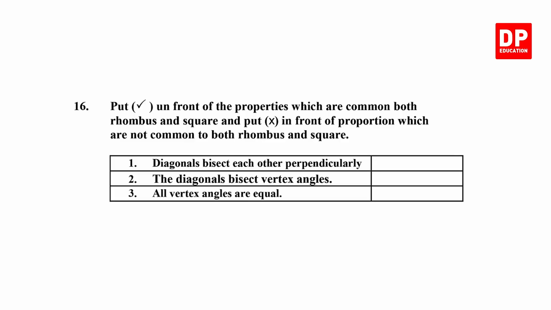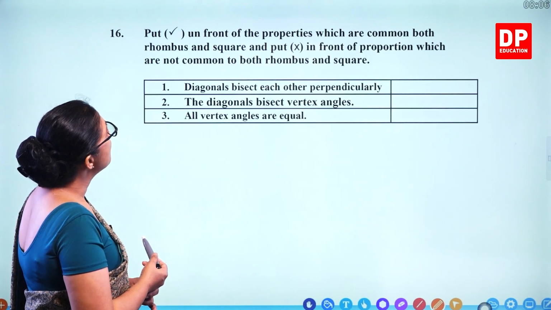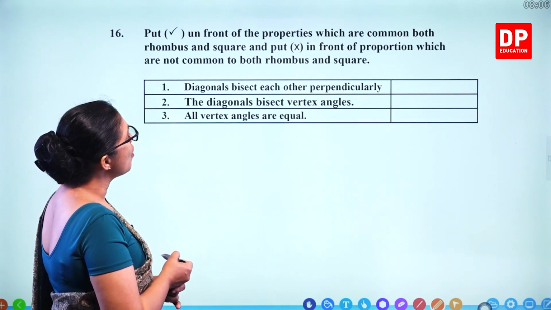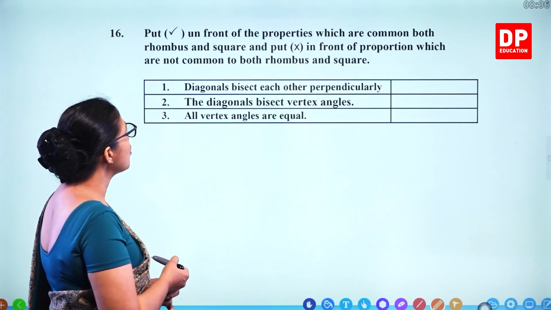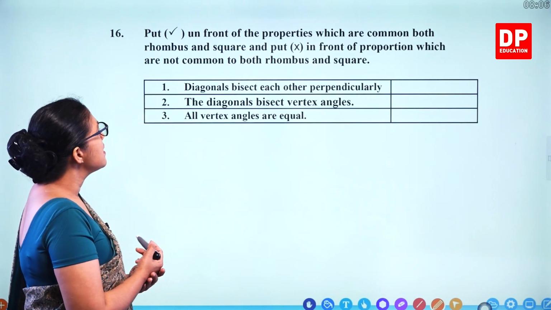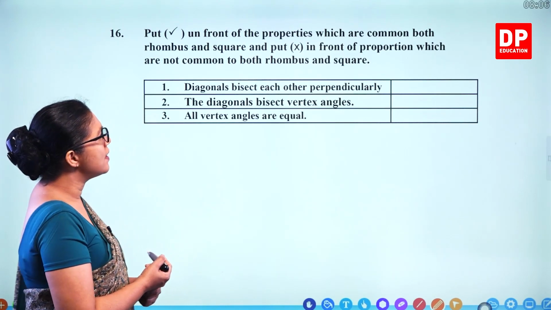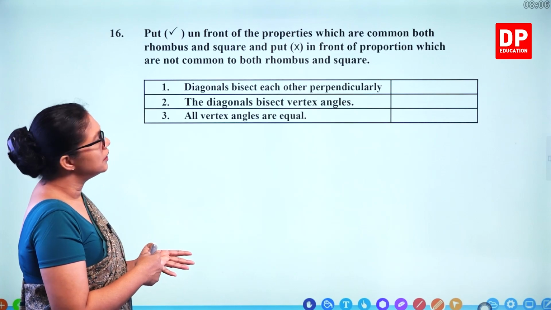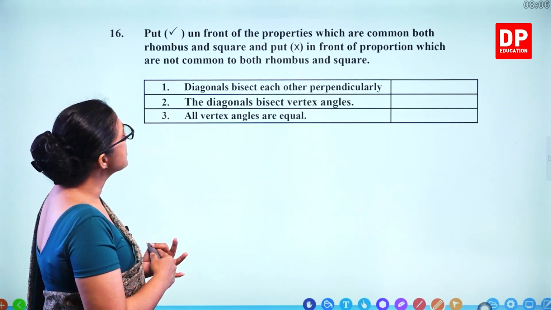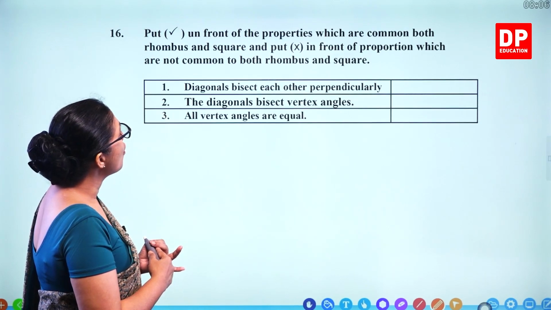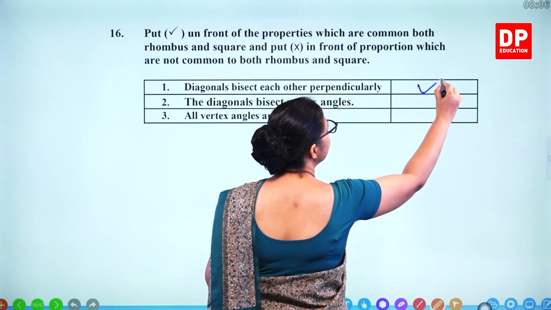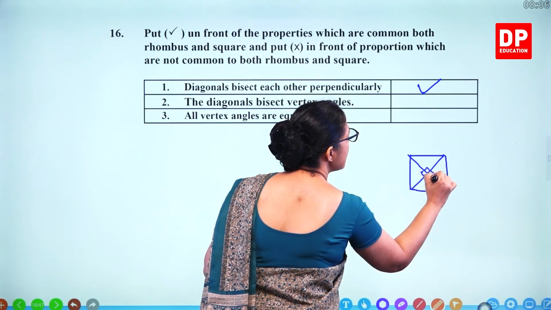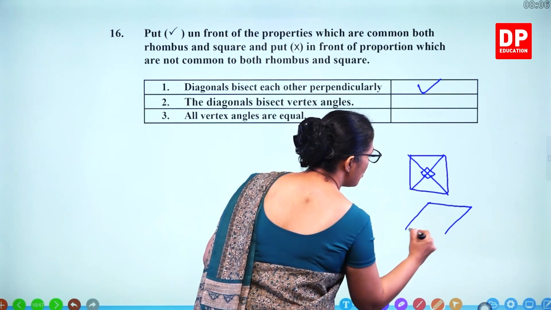Question number 16. Put a correct sign in front of the properties which are common for both rhombus and square, and put a cross mark in front of properties which are not common to both rhombus and square. Diagonals bisect each other perpendicularly. So that's true for square as well as rhombus. So common, that's correct. So when you take a square, both diagonals bisect at 90 degrees. Rhombus also same.